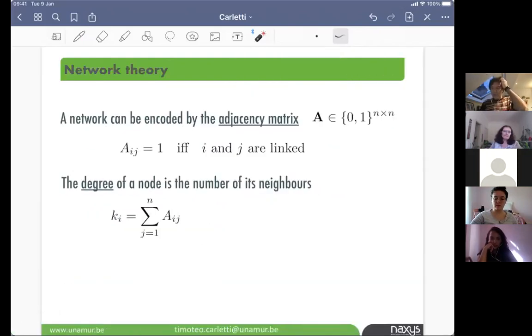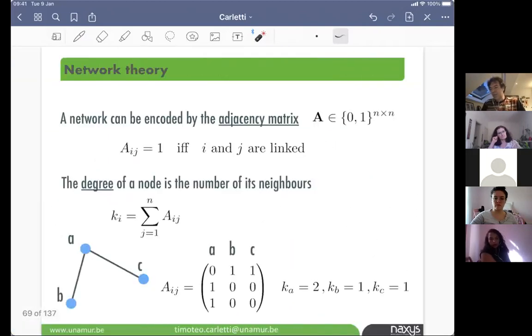Okay, once you have a network, whatever the kind of network, you can encode it with a matrix. It's called the adjacency matrix, which is a binary matrix. So it's a matrix with zeros and ones of size n squared, where n is the number of nodes. And so you put A_ij equal to 1 if and only if i and j are linked. And then you can compute the degree of the node, which is the number of neighbors. So you just sum A_ij over one column, and then you obtain the number of links that are connected to the node i.